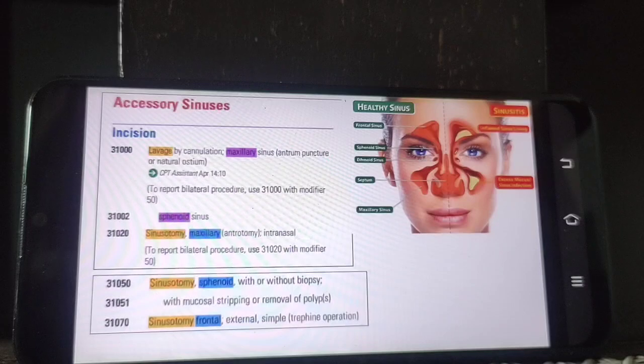Flushing or washing. Okay. So here lavage means flushing or washing.